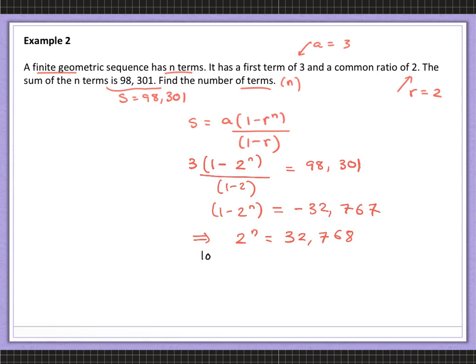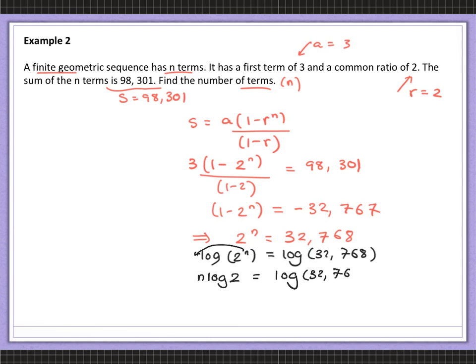So I can say log of 2 to the n equals log of 32,768. We can apply our log rule to rewrite this as n log 2 equals log of 32,768, and then divide both sides by log 2 to find the value of n. And this gives us n is equal to 15. So there are 15 terms in this finite sequence.